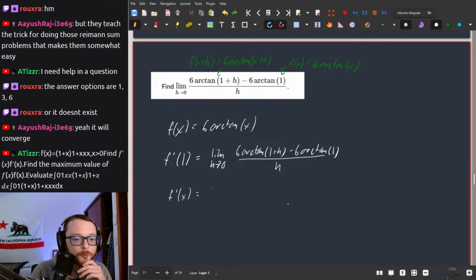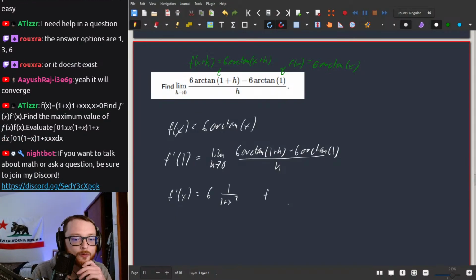F prime, the derivative of arctan is 1 over 1 plus x squared. So f prime of 1 is 6 times 1 over 1 plus 1 squared. So it's 6 times a half, which is 3.